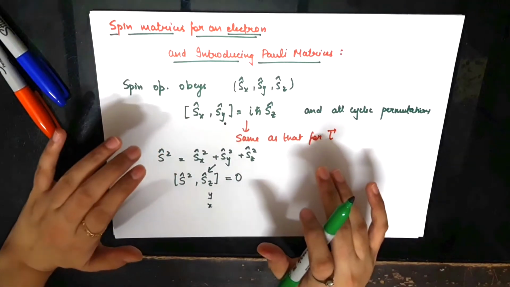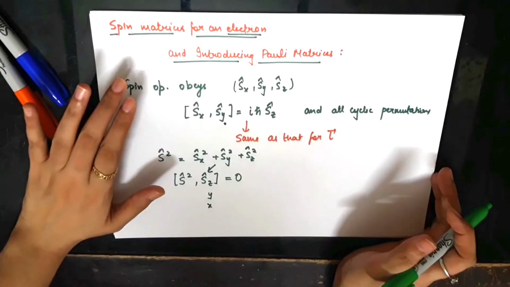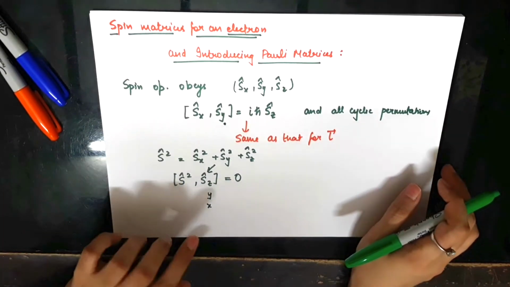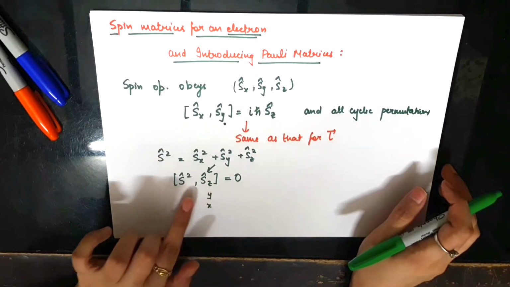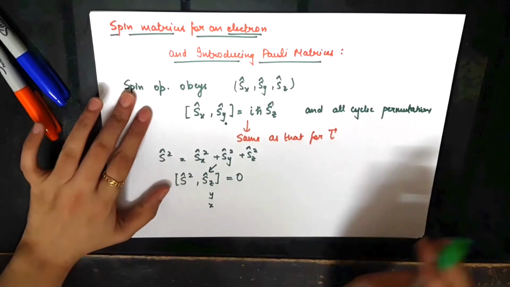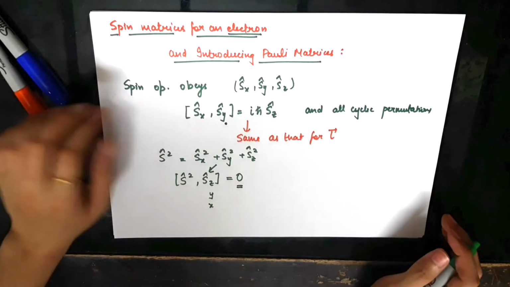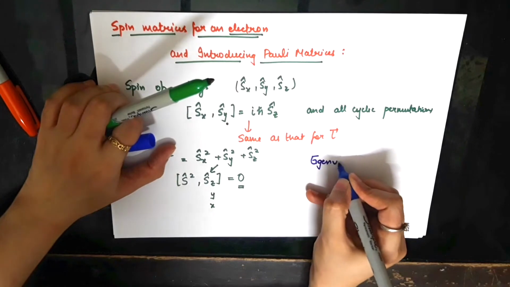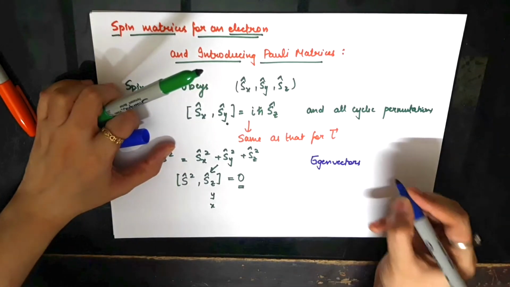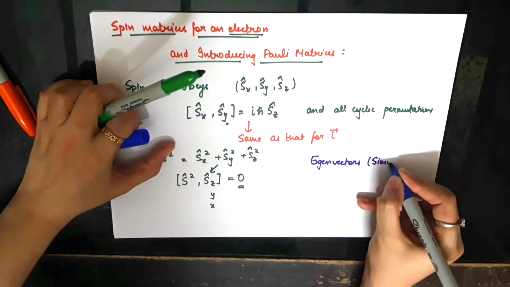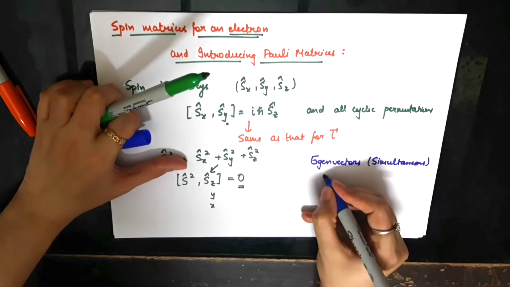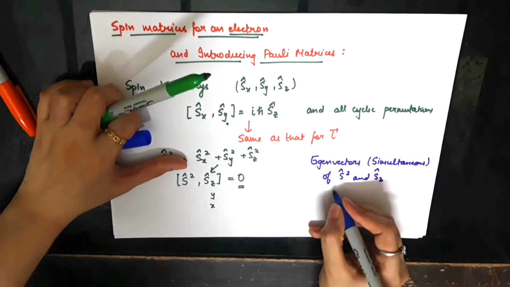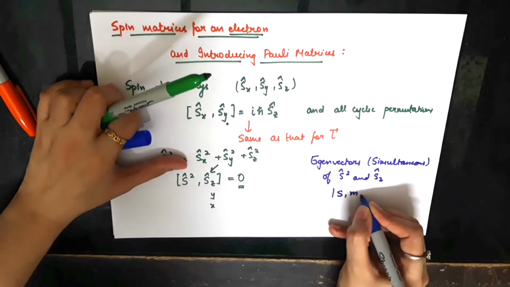So we cannot look at the eigenvectors of all three of these together. We do it one by one, and we chose to do it for Sz. So we are going to look at the simultaneous eigenvectors of Sz and S squared because these commute. Their commutator is 0. And the simultaneous eigenvectors of S squared and Sz were of the form |s, ms>.